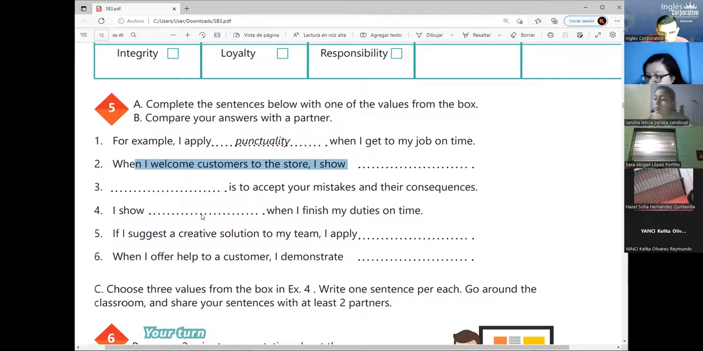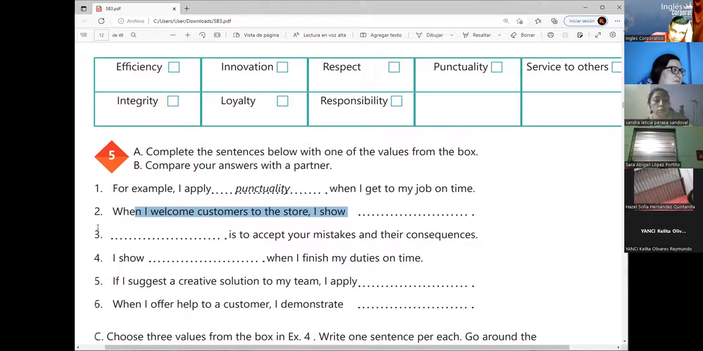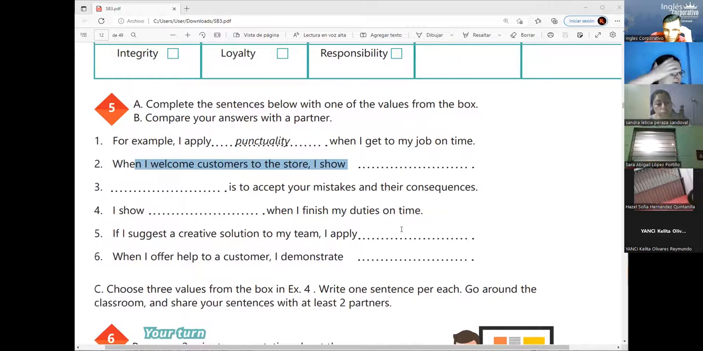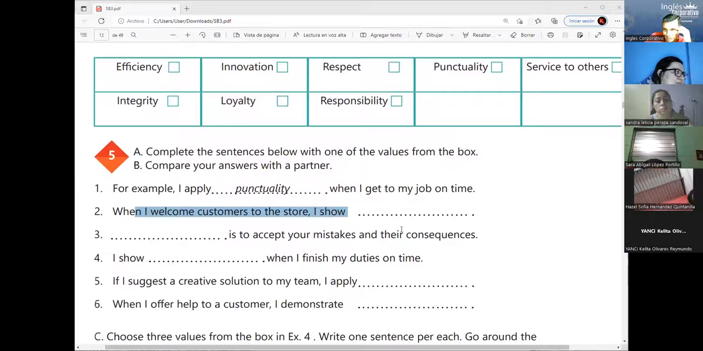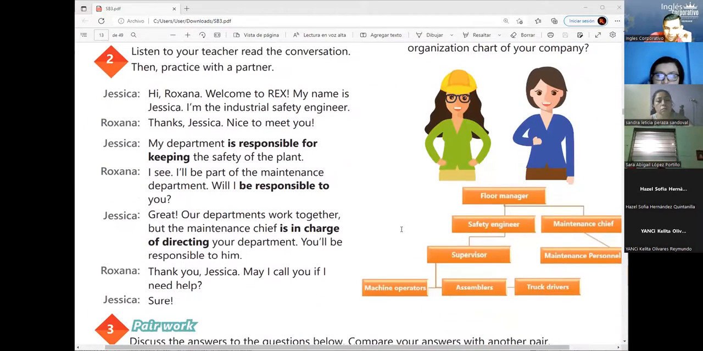Five. If I suggest a creative solution to my team, I apply. Is it efficiency, innovation, respect, innovation? Innovation, excellent. And the last one, when I offer help to a customer, I demonstrate service to others. Service to others, excellent. Good job, guys. Okay, also we have the conversation.